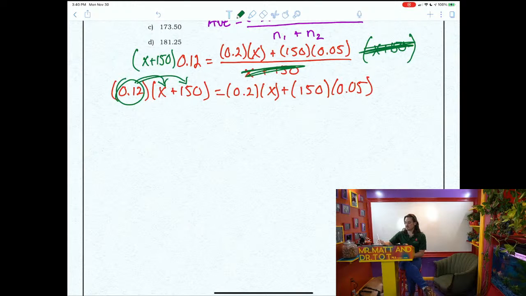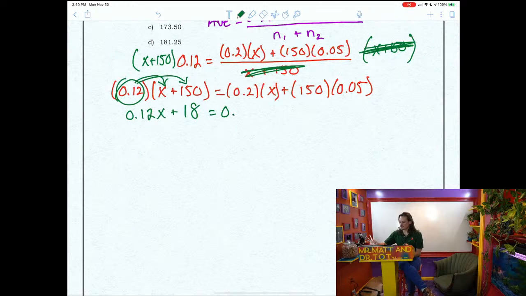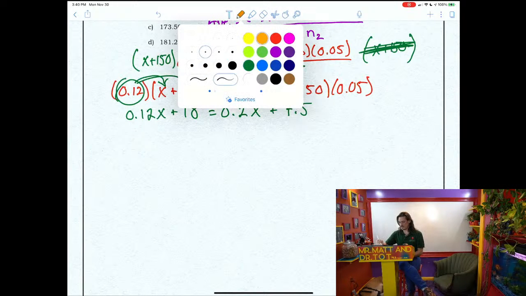So that's going to become 0.12x plus 150 times 0.12 is going to be 18, is equal to 0.2x plus 150 times 0.05 is going to be 7.5. I'm going to subtract 0.12x on both sides.